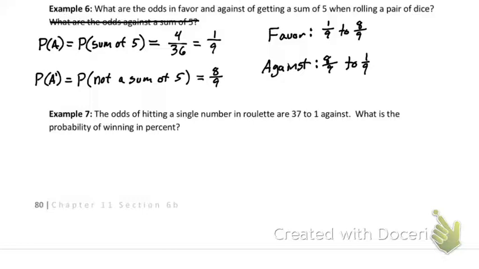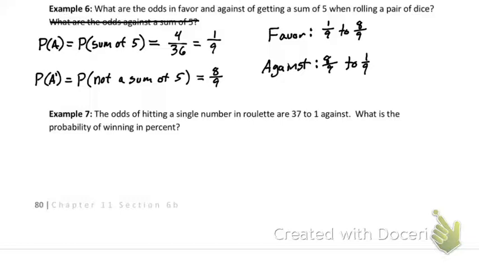Now, example 7 is going to go the opposite way. It says the odds of hitting a single number in a roulette are 37 to 1 against you. So against means this is my failures, this is my success. So we have 37 to 1. What is the probability of winning in percent? Okay, so we need to put this one in a percent.